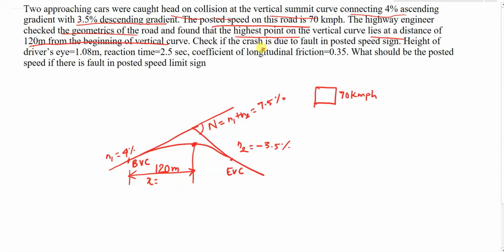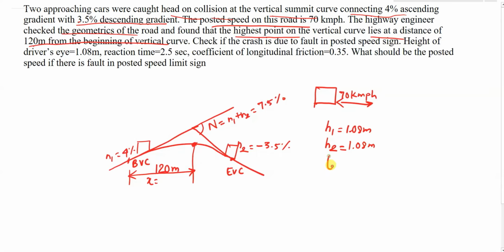So check if the crash is due to a fault in the posted speed sign. Now you have to check whether the posted 70 km/h sign is the cause of the crash in this type of vertical curve. You have to use the height of the driver's eye, suppose h1 as 1.08 meters. So you have a driver negotiating this vertical curve and another driver negotiating it. The height of the other driver's eye approaching this road section is also 1.08 meters.